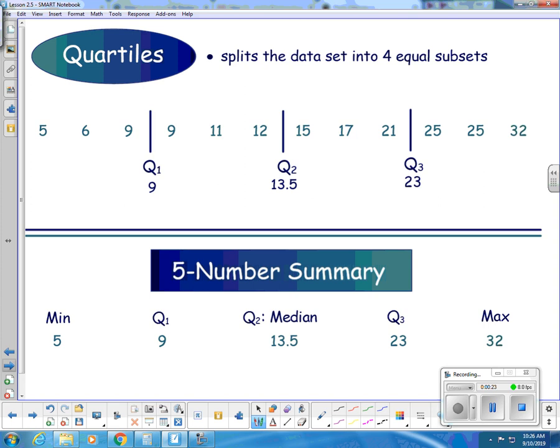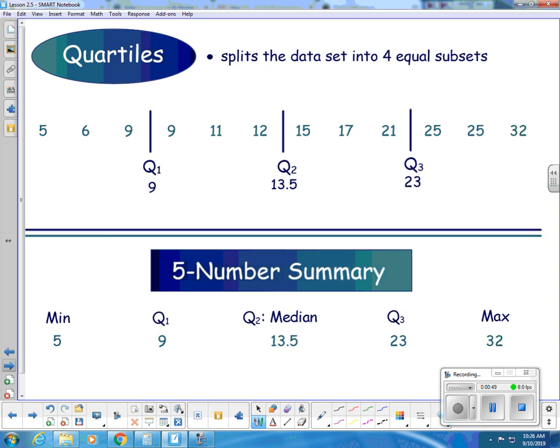So, quartiles. You are splitting your data into 4 equal sections. Your median already splits it in half, so that's considered your second quartile, because you're going to have 25% here, 25% here, 25% here, 25% here. So your median is actually 50% of your data up to that median. So that's considered your second quartile.